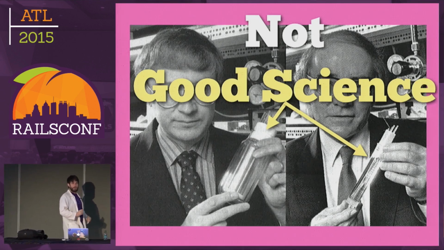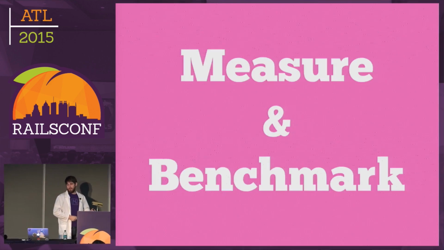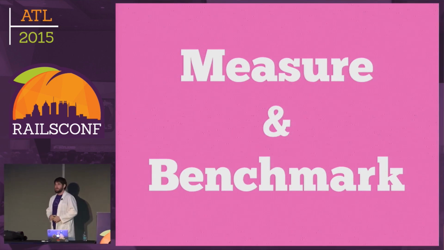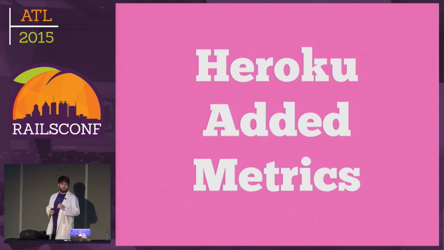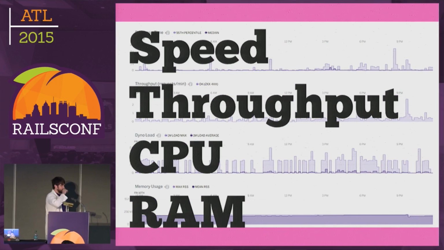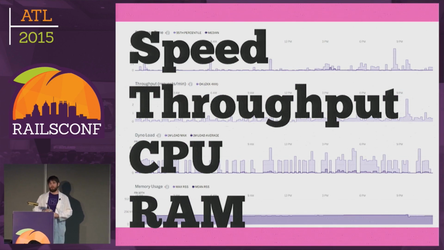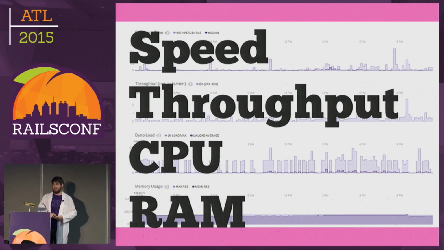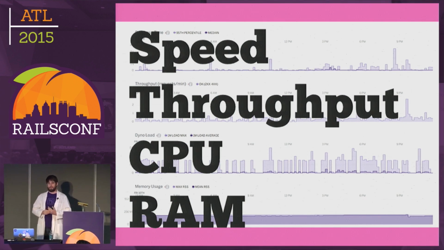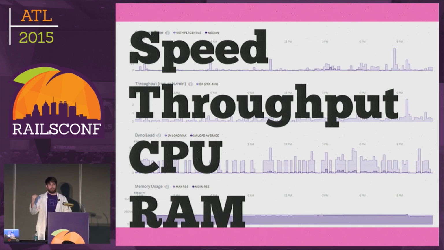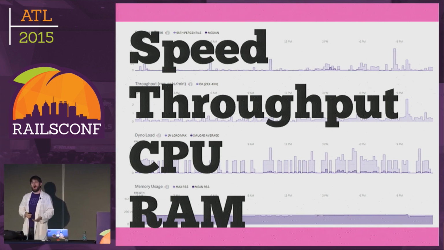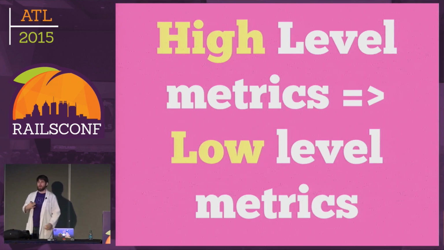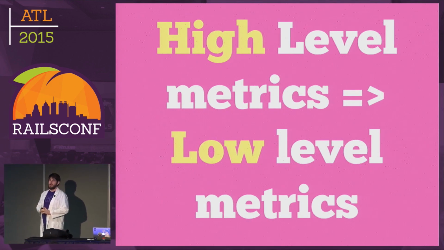We, on the other hand, are going to use great science, the best science. We're gonna measure and benchmark. So Heroku did add some metrics. This is an older view of what our dashboard looks like. We explicitly call out speed, throughput, and then CPU and RAM. And the interesting thing for me is you can actually correlate and be like, oh, hey, CPU use shot up here, and then throughput took a nosedive or not. And this won't tell you why you're slow or what exactly is going on, but it will give you a high-level metric that you can use to then ask the question and get a low-level metric.